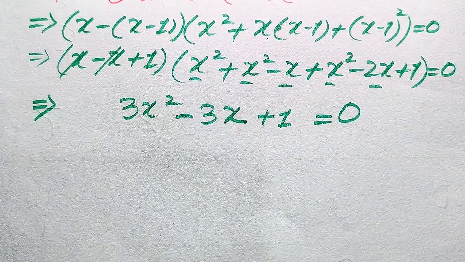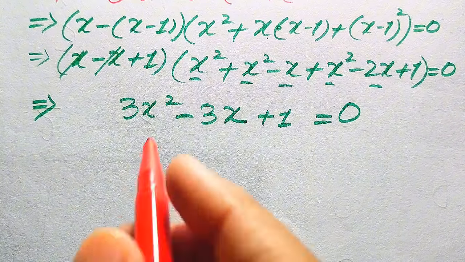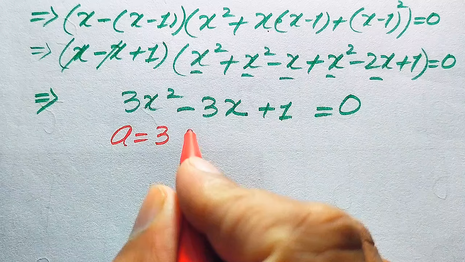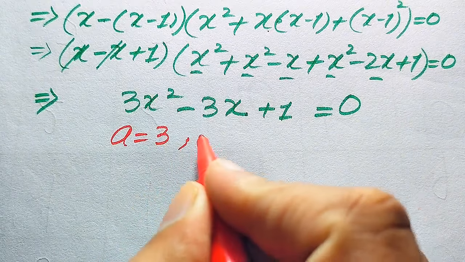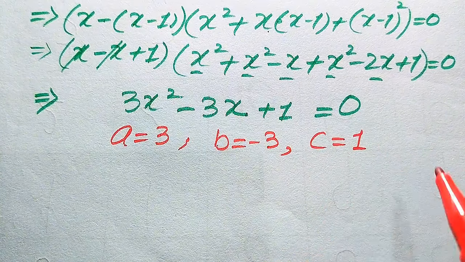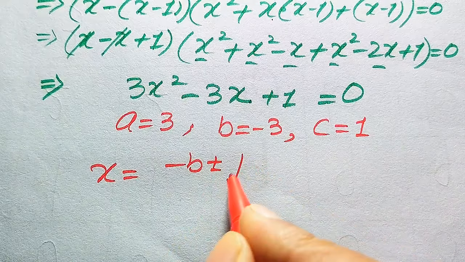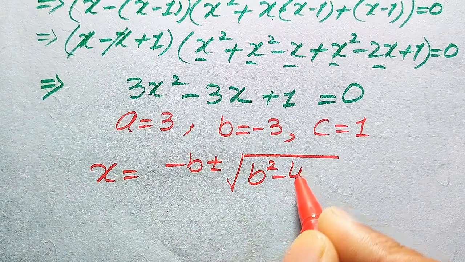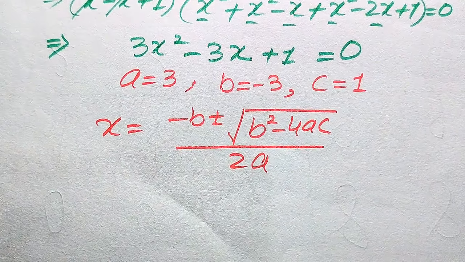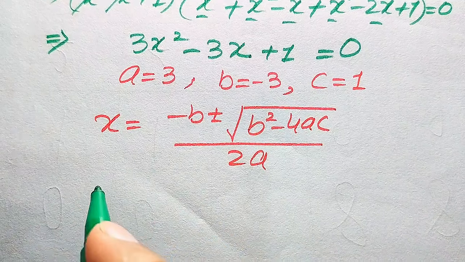So now we get this quadratic equation, and here we use the quadratic formula and we easily get the roots of this equation. For this we write the coefficients of this equation: a equals 3, b is equal to minus 3, and c is equal to plus 1, and we state the quadratic formula as x is equal to minus b plus minus square root of b square minus 4ac, divided by 2a. This is our quadratic formula.